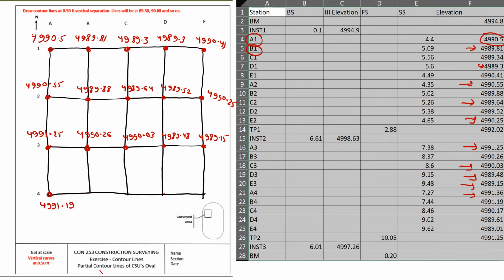4991.19, sorry, 4991.36, and B4, 4991.19, C4 is 4990.17, D4 is 4989.61, that's my D4, and E4 is 4989.01, E4. So that's how I write the elevations of the nodes on the grid, like this, from this table.